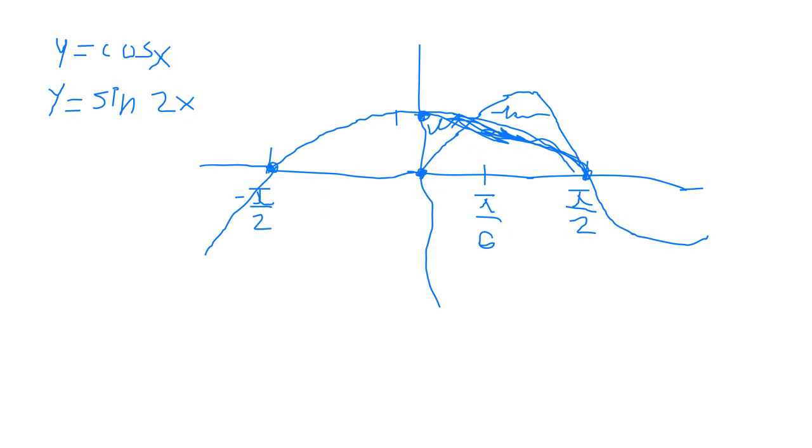How do we know they intersect at pi over 6? Well, if we set them equal to each other. Do you want me to do that, Professor? Yeah, let's do that. Okay. So we have cosine of x equals sine of 2x.